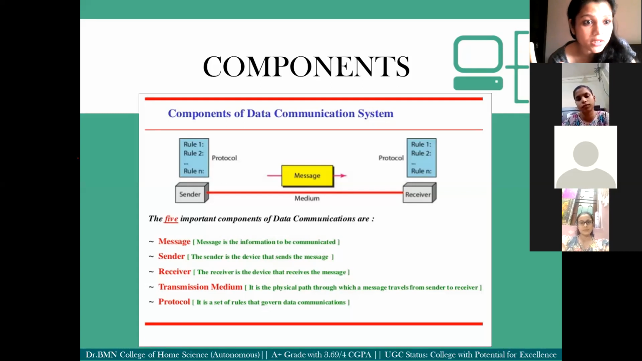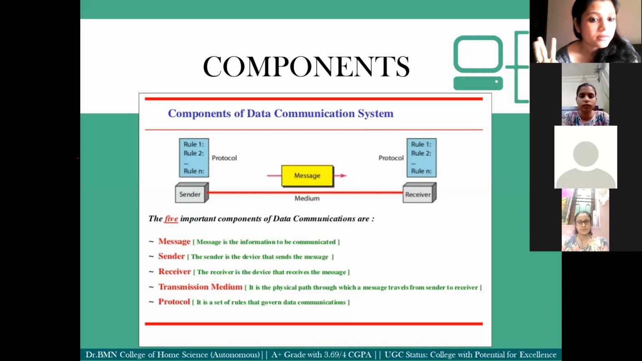Components of data communication systems: there are 5 components of data communication systems: message, sender, receiver, transmission medium, and protocol. I hope it's clear.